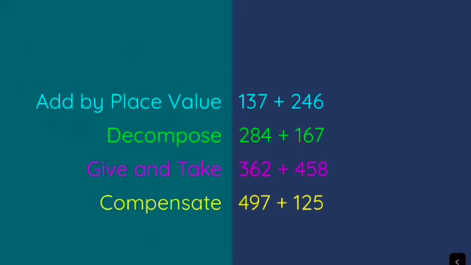And then finally, you can combine these, right? You don't have to only do adding by place value when you're starting with that strategy. You could add by place value, but you could also do some give and take, okay? So you can combine them and work with them however you want. The idea is that you're able to understand number sense and play with those numbers in a way that makes sense for you.